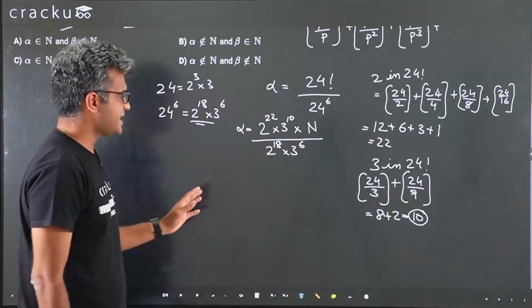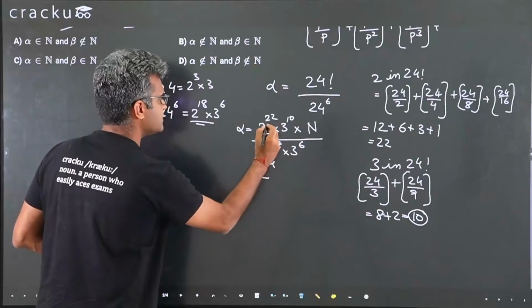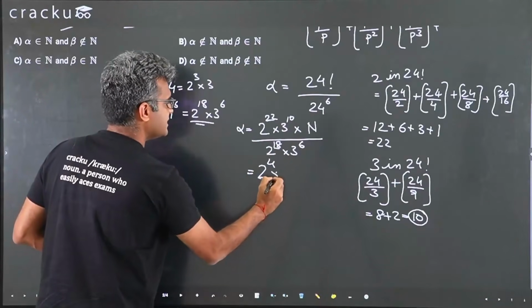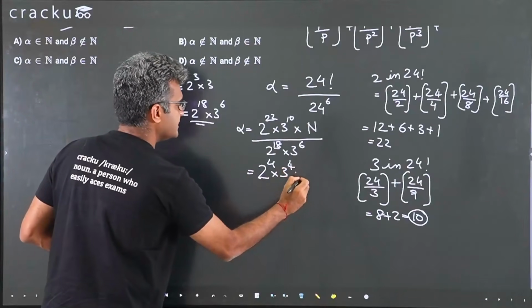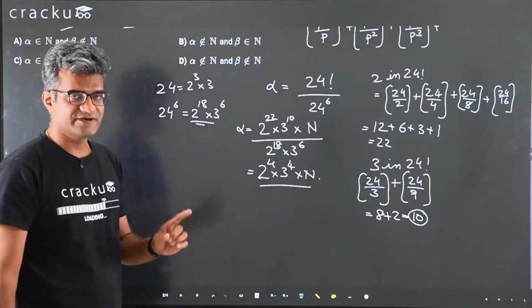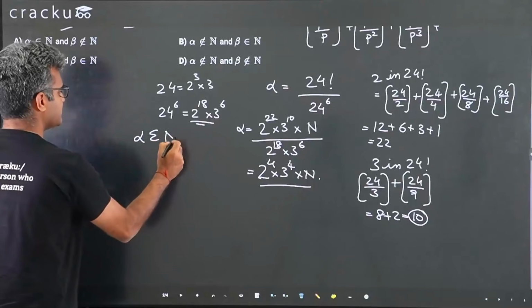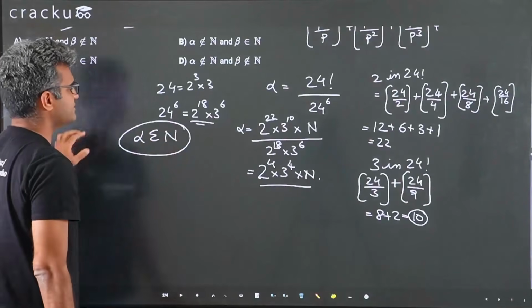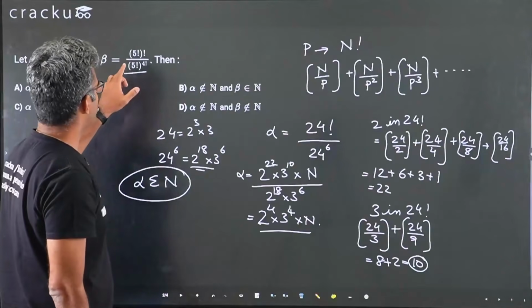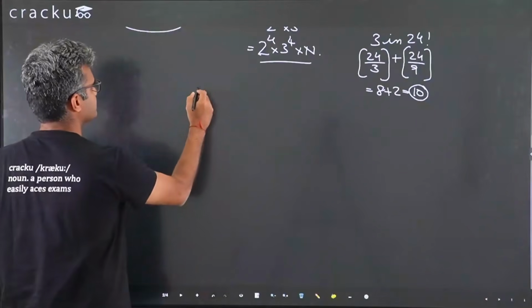You will notice that alpha therefore is equal to 2 to the power 4, which is 22 minus 18, into 3 to the power 4 into some natural number n. So alpha is definitely a natural number. Alpha belongs to N. We'll do the same thing for beta. Beta is 120 factorial divided by 120 to the power 24.